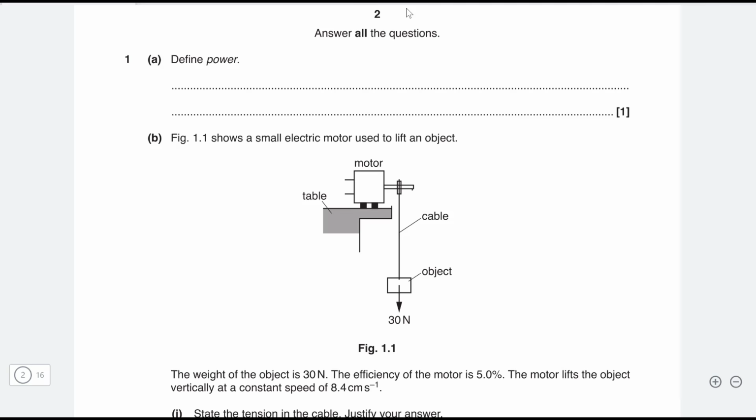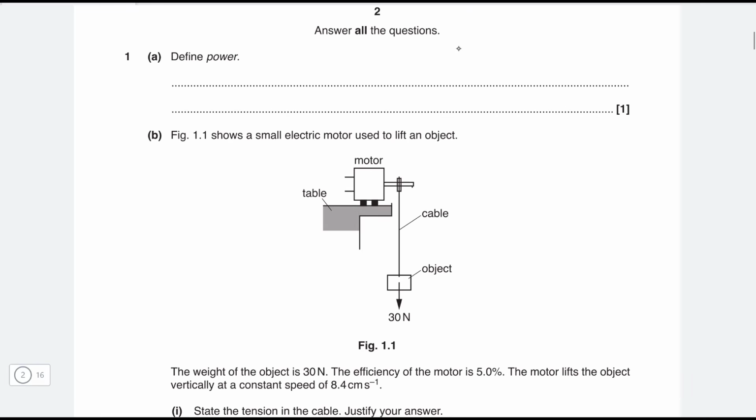Okay, well, let's get started with an OCR question from 2017 from the slightly older specification. Okay, so the first part of this question is asking us to define power. Now remember, power is defined simply as the rate of work done. So we can write this. So power is the rate of work done.